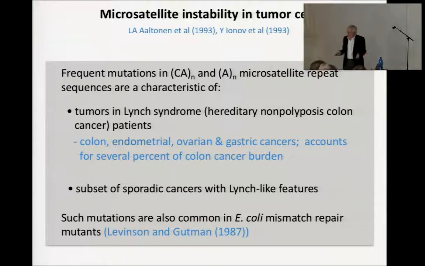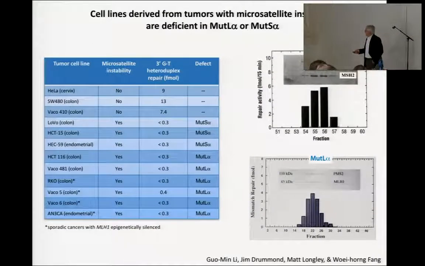Well, we knew from the work of Levinson and Gutman that in E. coli, microsatellite instability is diagnostic of mismatch repair deficiency. And I suspected that these tumor cell lines were defective in the human pathway. And Guoming Lee, Jim Drummond, Matt Longley, and Weihorn Fong showed that this is true. Every tumor cell line with microsatellite instability that we tested, and some of them are shown here, proved to be defective in nick-directed mismatch repair.